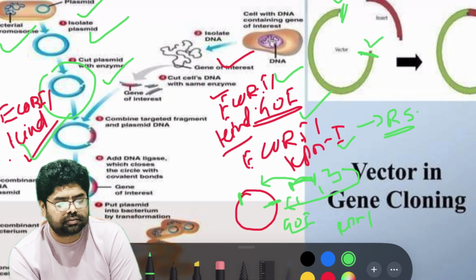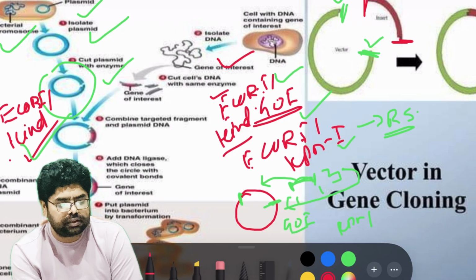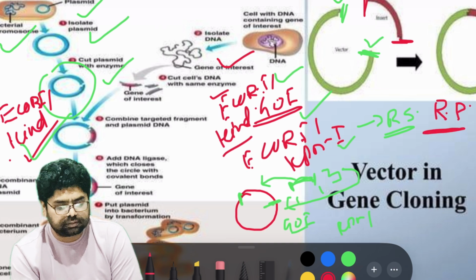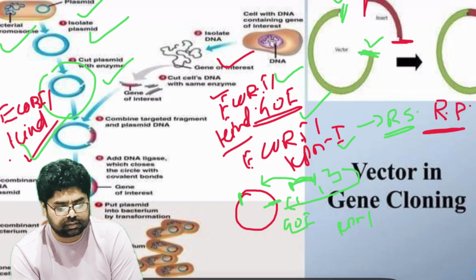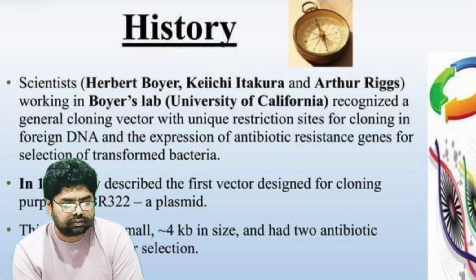The vector combines with your gene of interest, as you can see here. These two ends are cut by the same restriction enzyme, and these two ends are cut by the same restriction enzyme. And at last you get the recombinant plasmid.